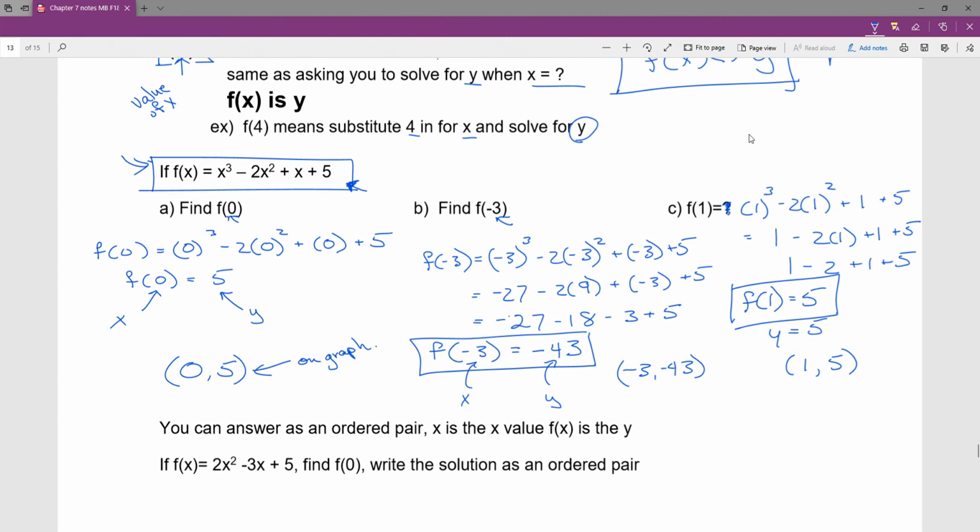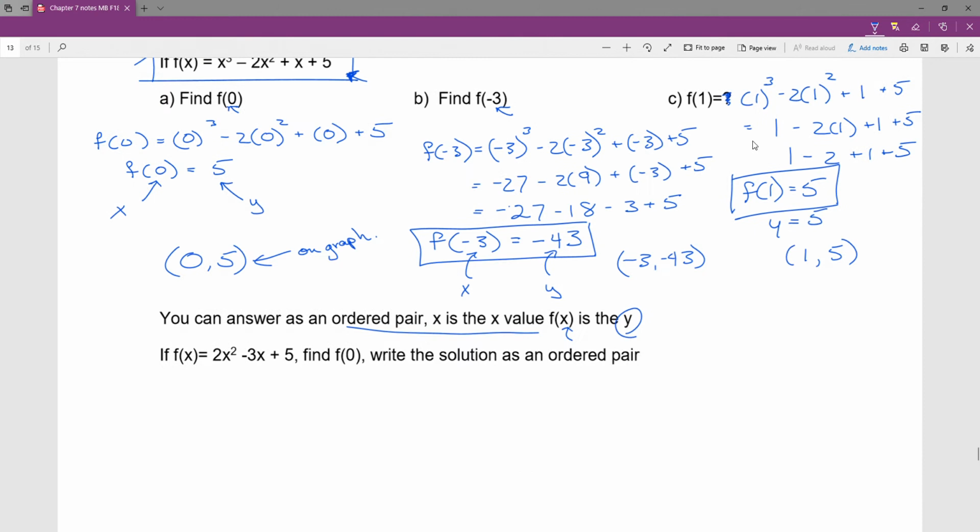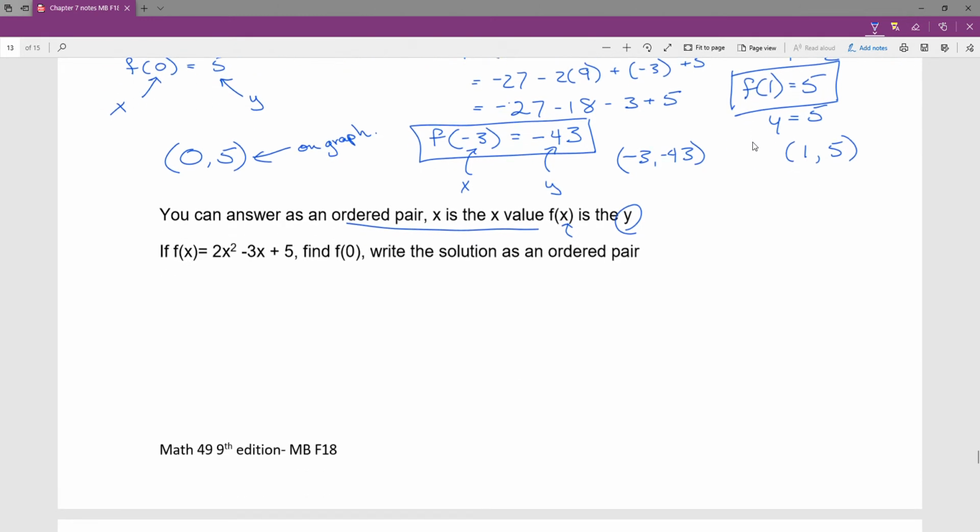Been kind of doing all of those all the way, so you can answer as an ordered pair. What we're saying is that this is the x and the whole value, the whole f of x, is y. So here we go, one more. We're going to just do what we just did. This time, really just showing it all out. It's the same as the question up above.